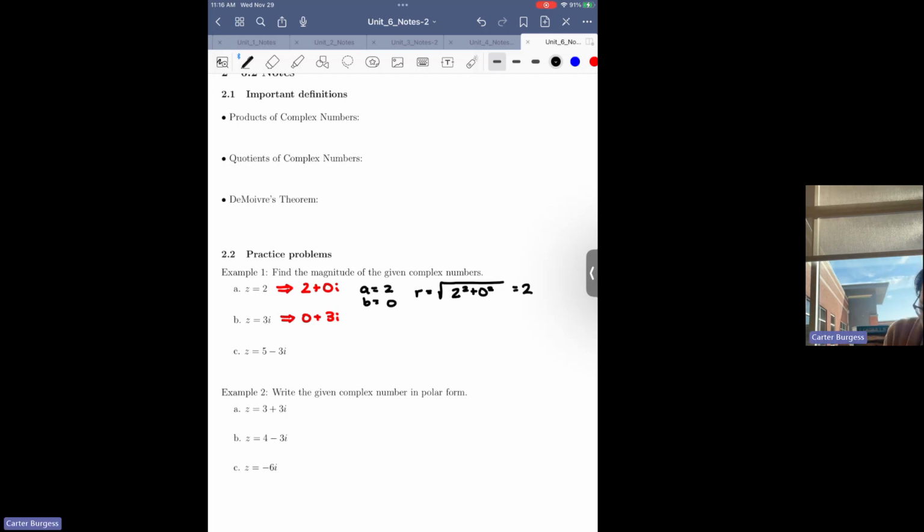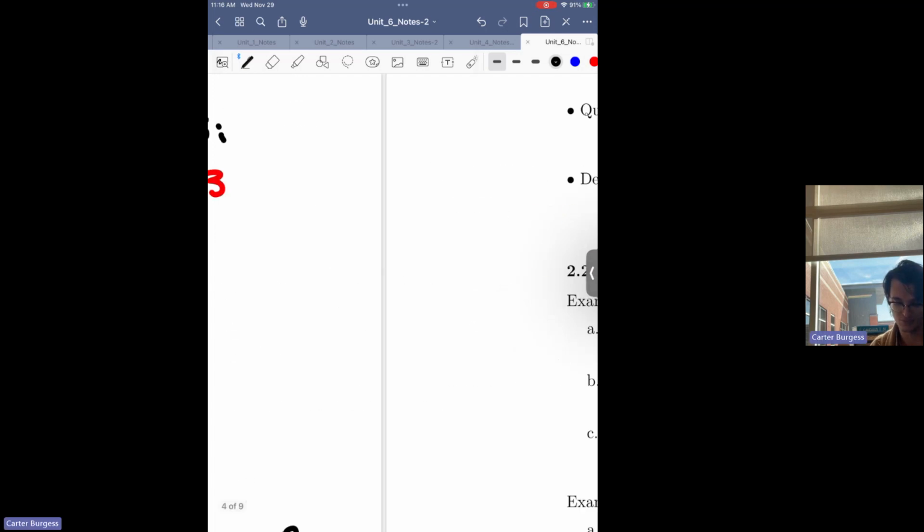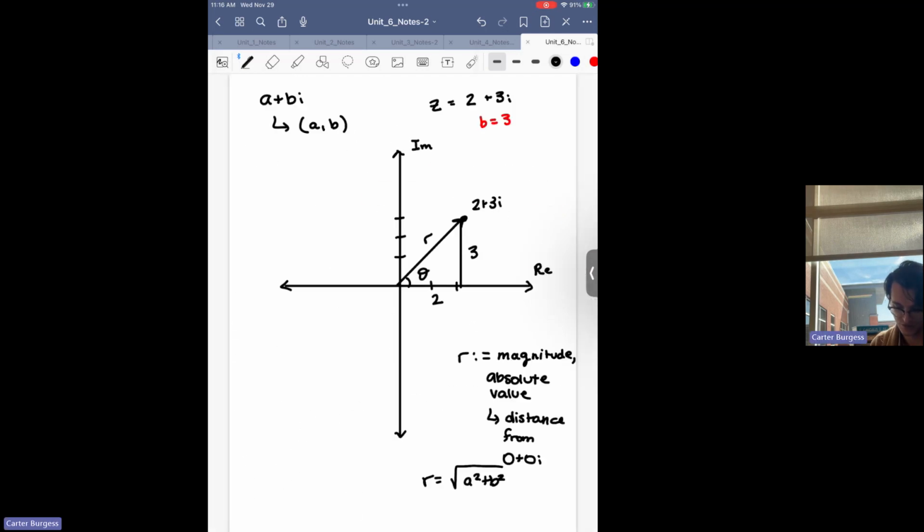All right, what are our values for a and b for B? 0 and 3. So again, r is equal to the square root of 0 squared plus, notably, just 3 squared, which is going to give us a value of 3. We would expect that if we were to have just a point on the imaginary axis just down here, how far would we be? Well, that should just be 3 down.